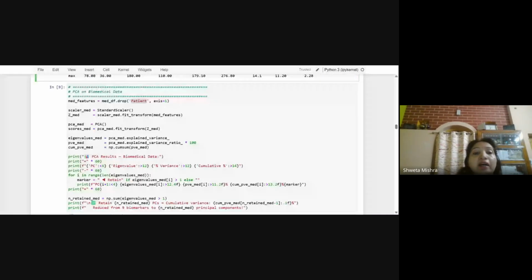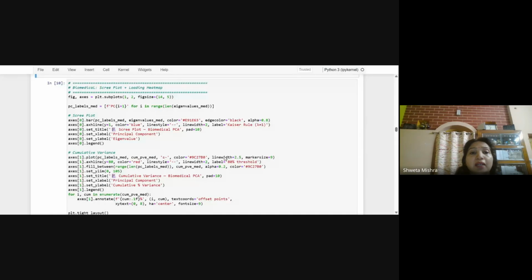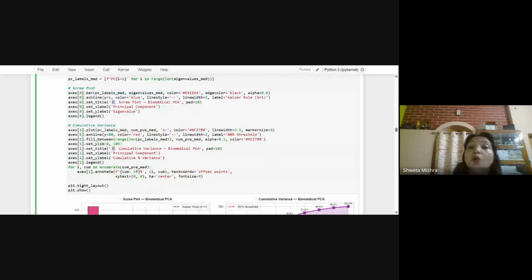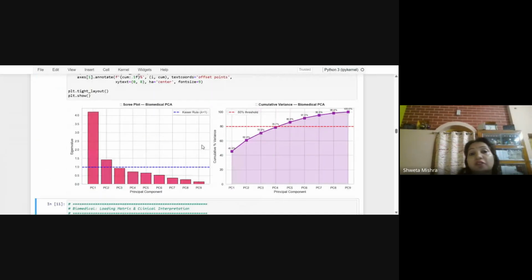Now here we can see that the first principal component variance is around 45%, while the second principal component variance is 15%, and the cumulative variance is around 61%. Then using PC3, 10%, and the total is around 70%. So this way we can proceed and check how many principal components are required, and get the result for that.